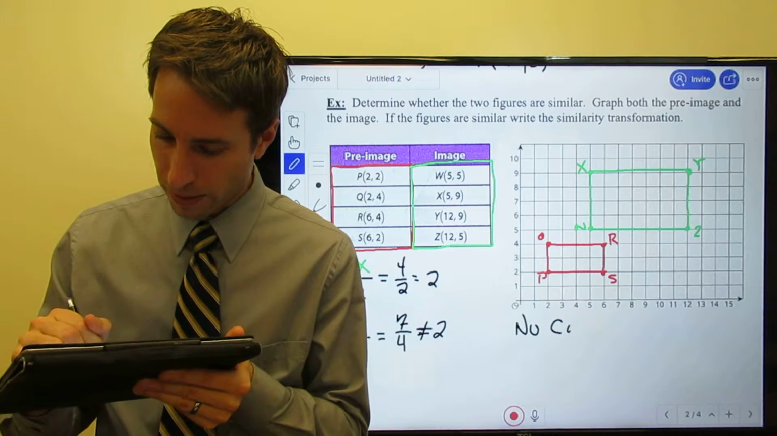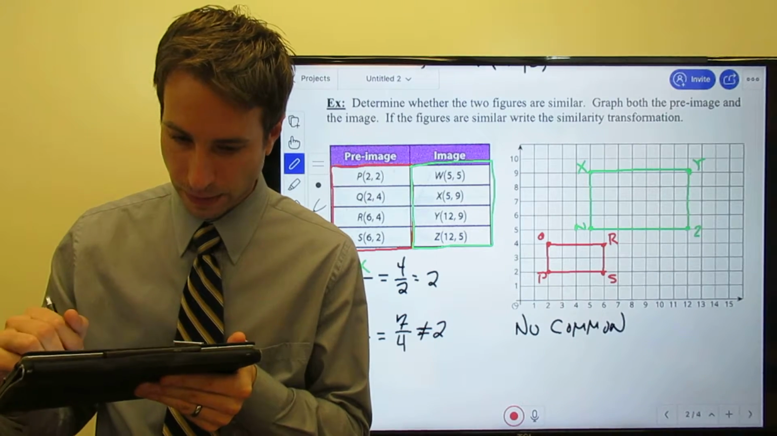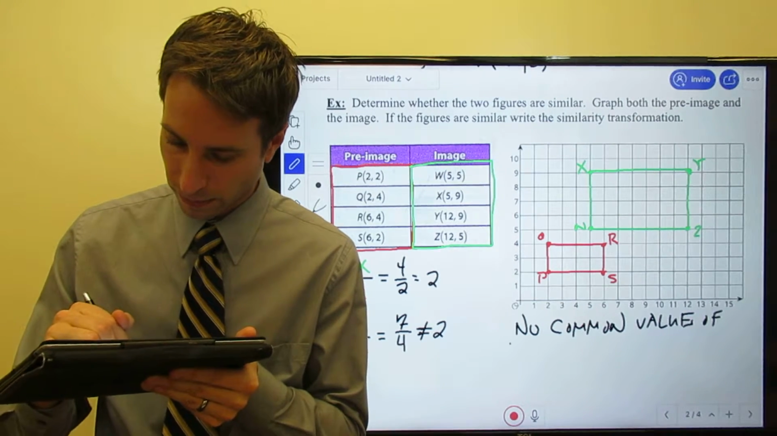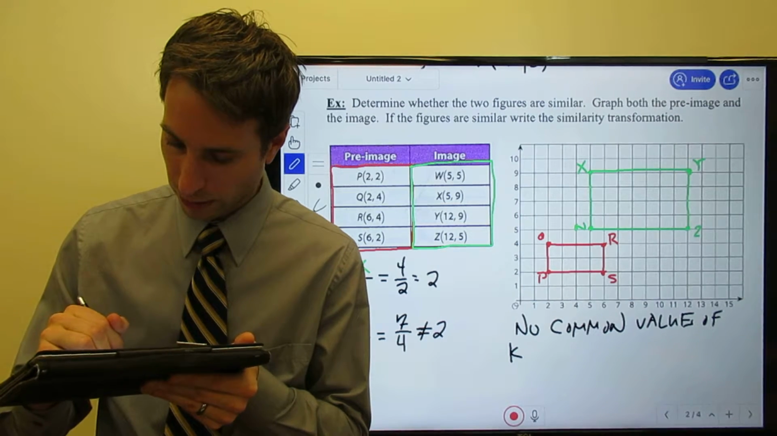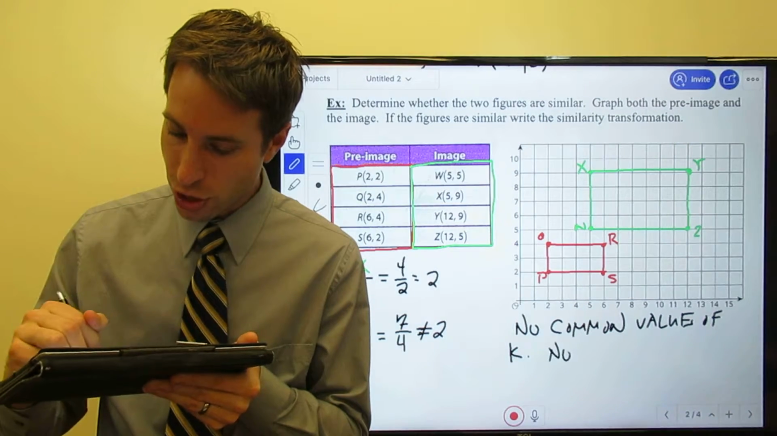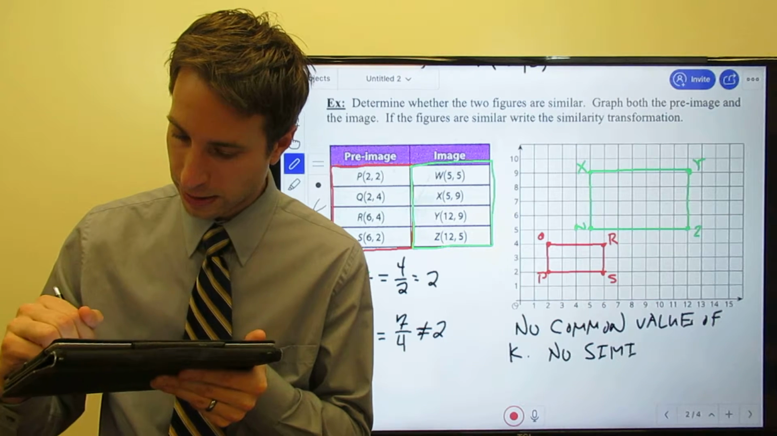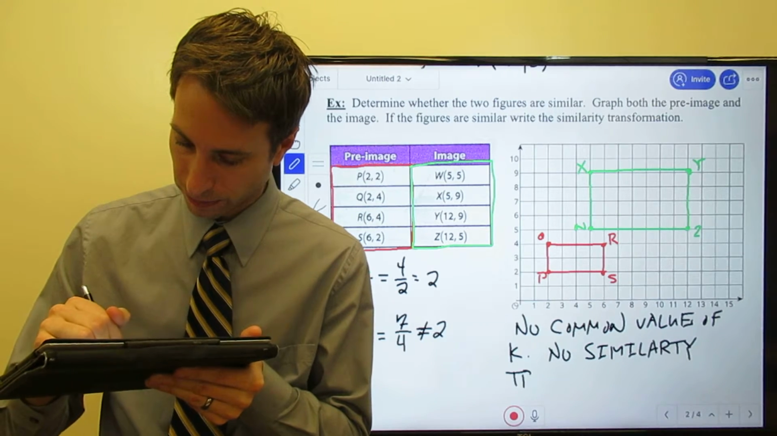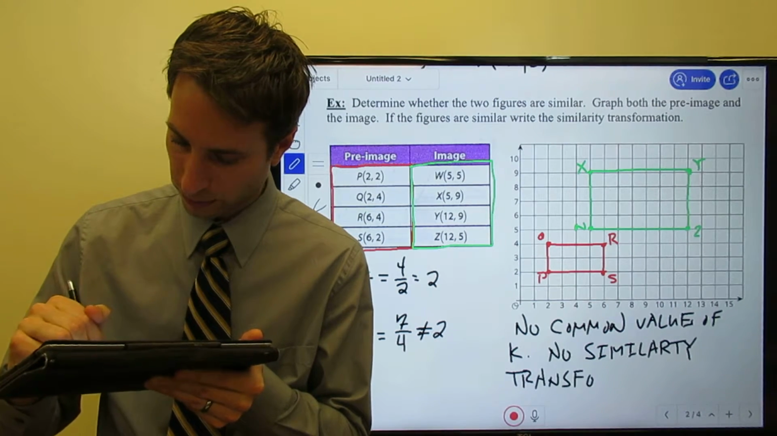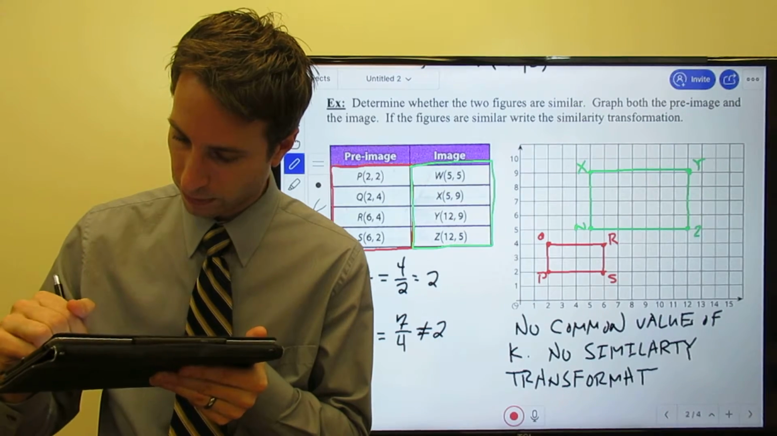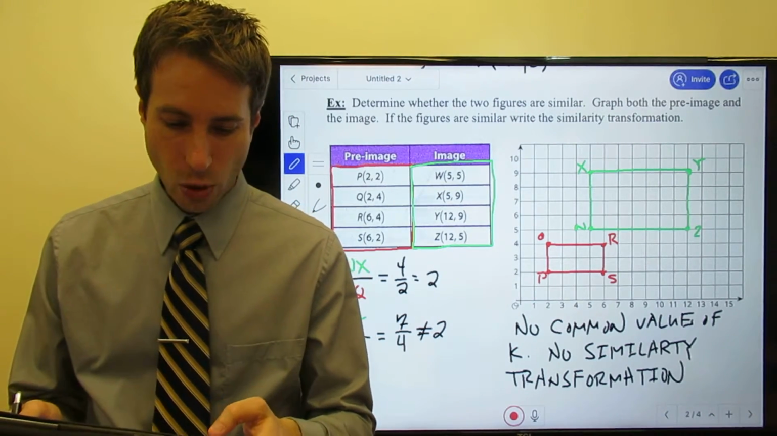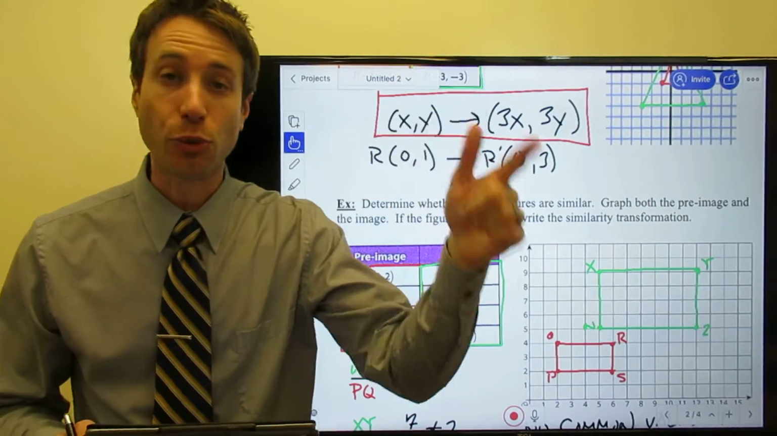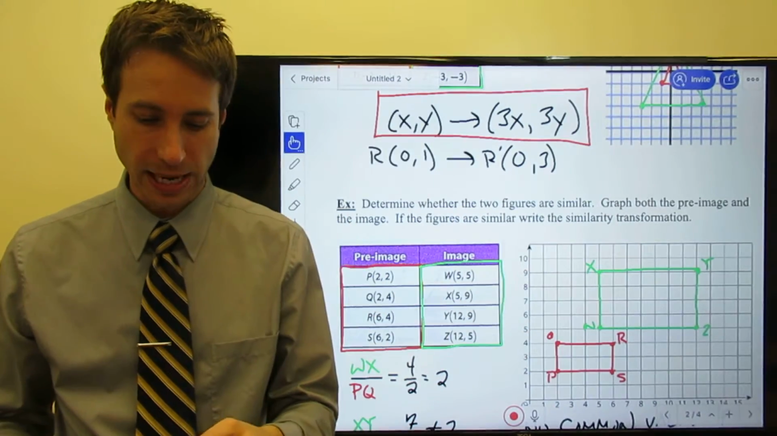There is no common value of k, which means that there is no similarity transformation. The only way that I can write this similarity transformation for a dilation is if the ratios are all the same. The ratios of corresponding sides have to be the same.